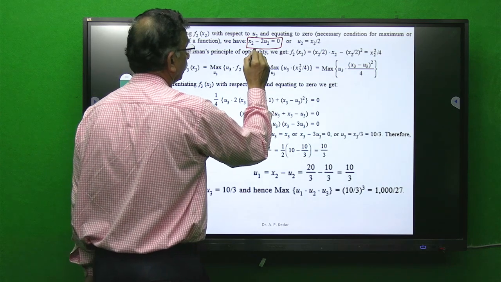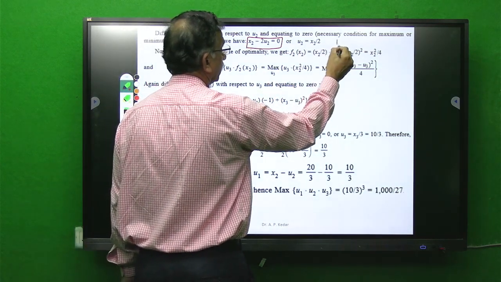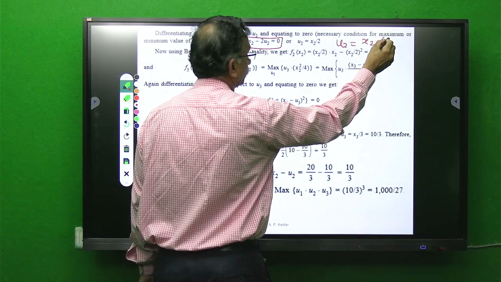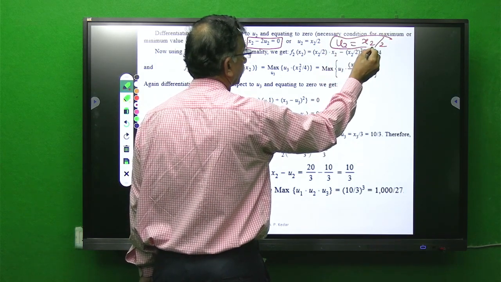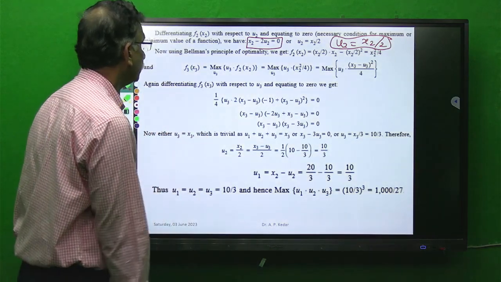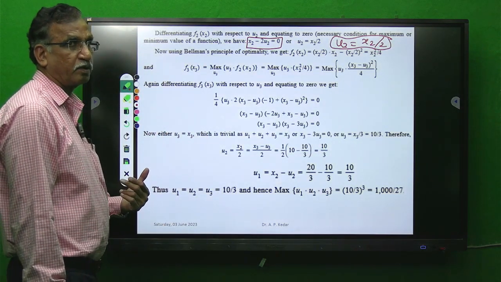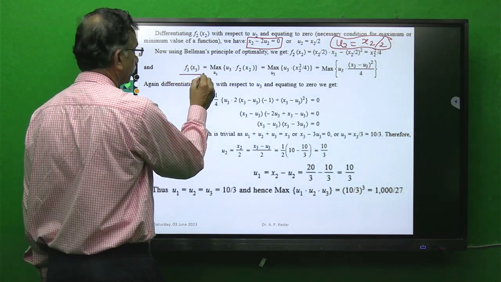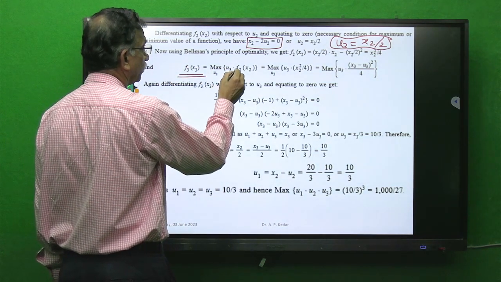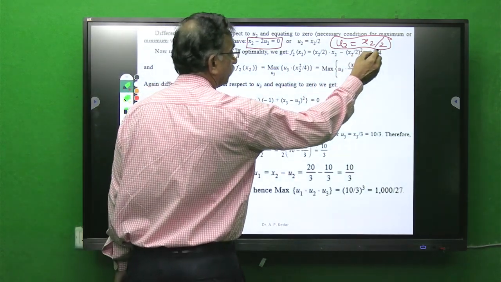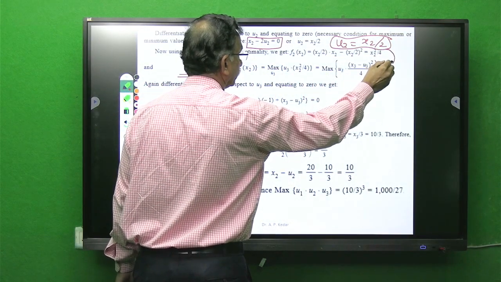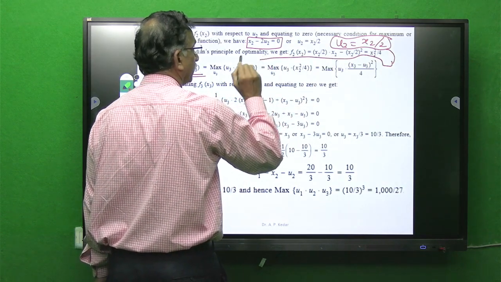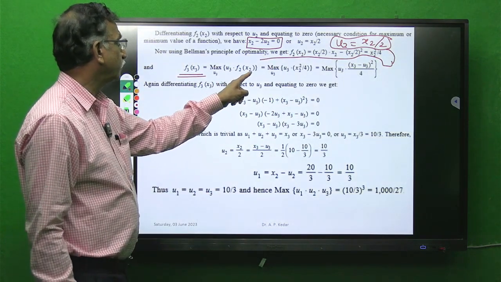Equating to 0, and if you take it to the right side, you get the value of u2 as x2 by 2. This is very important. Now Bellman's principle of optimality is also to be applied in the calculus method. So for finding f3 of x3, you are now with the value of u2, and this value of u2 you will put for f2 x2.